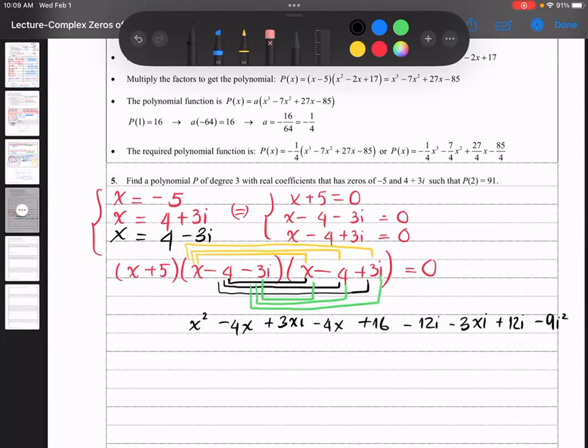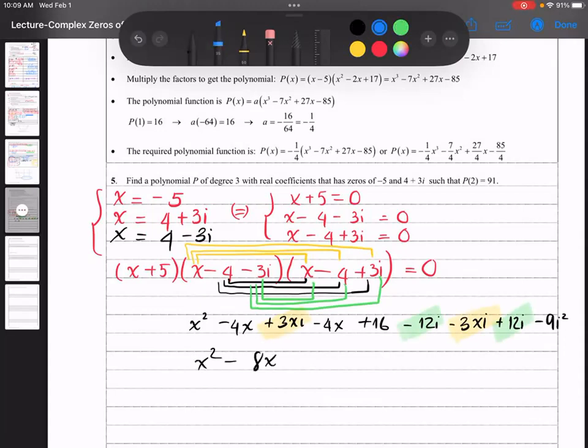Here comes my favorite part. You're gonna cancel things. I see that. What else? That one and that one, right? -12i, +12i. And then I can combine the -4x and -4x to become -8x. So x squared minus 8x.